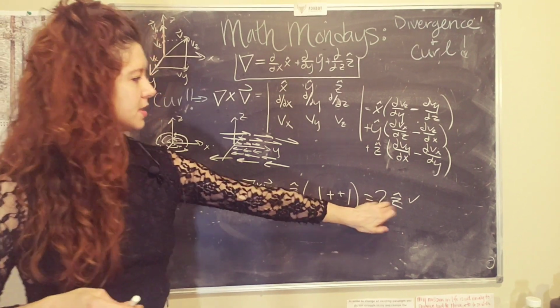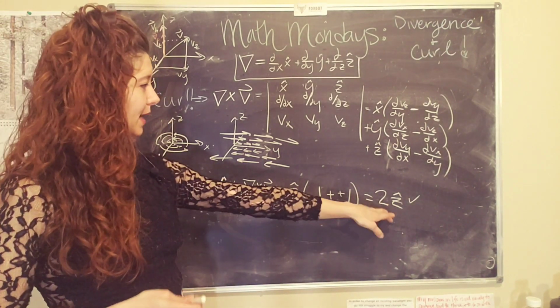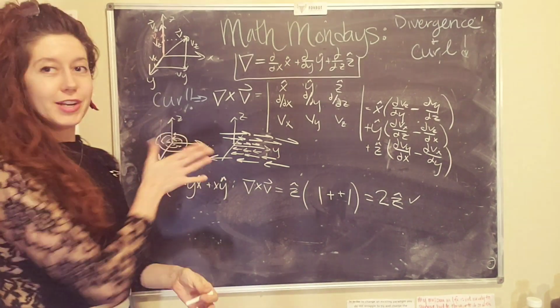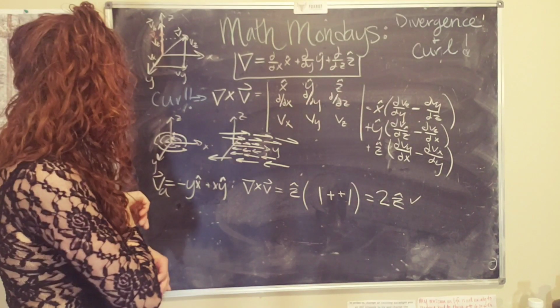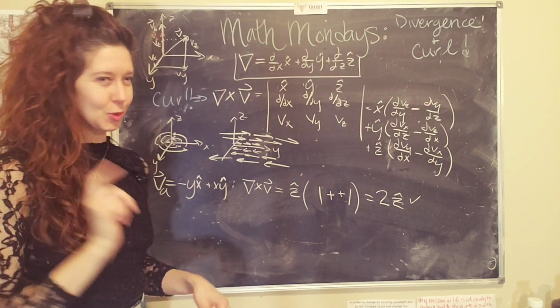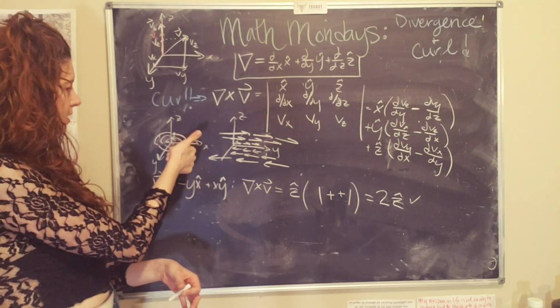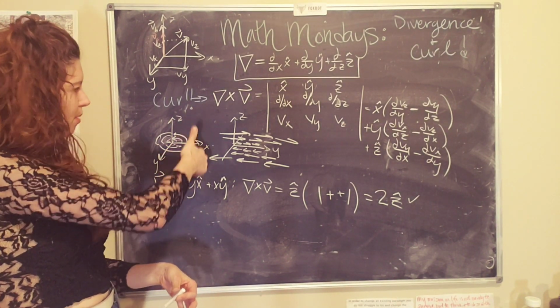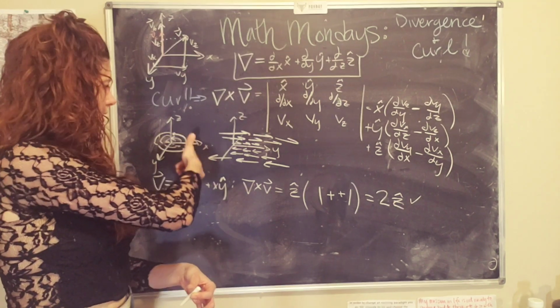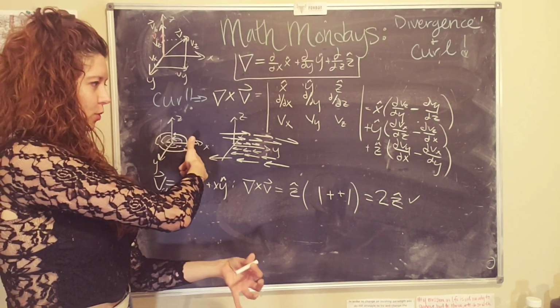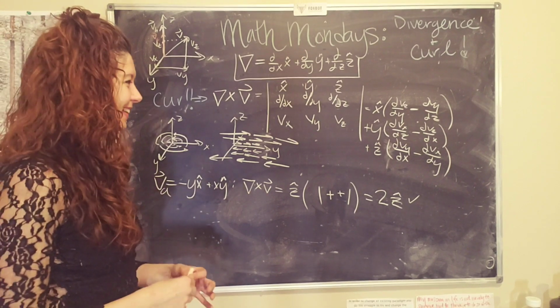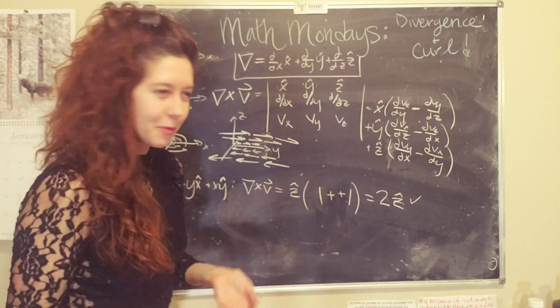So this tells us that our curl has a magnitude of 2 in the z direction, and this is fun for all you folks who remember the right-hand rule. You curl your hand in the direction of the vectors, and your thumb points in the direction that the vector is pointing. Just like we would expect.